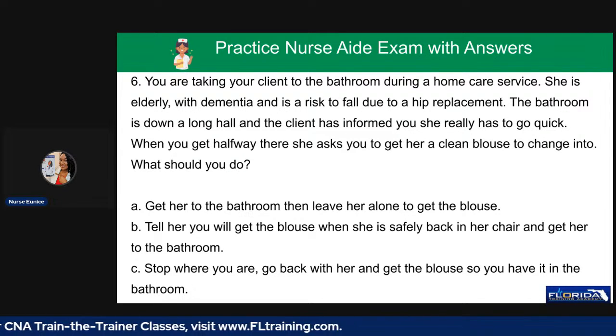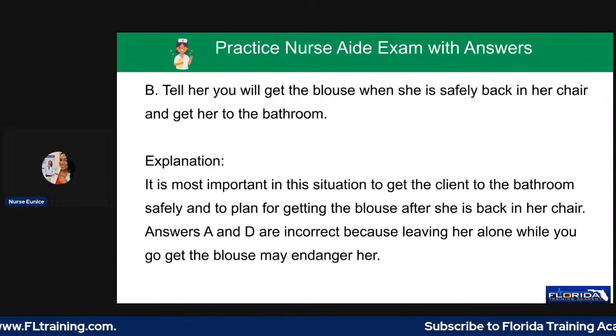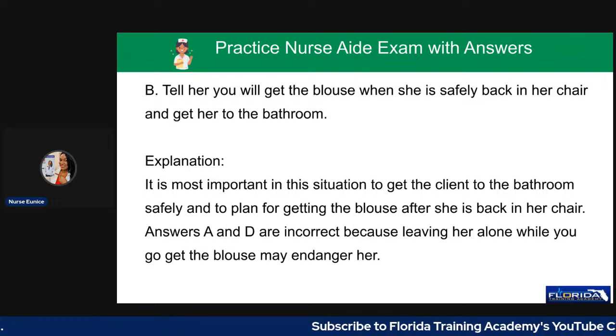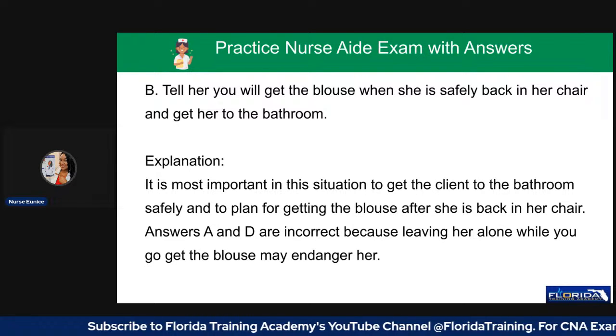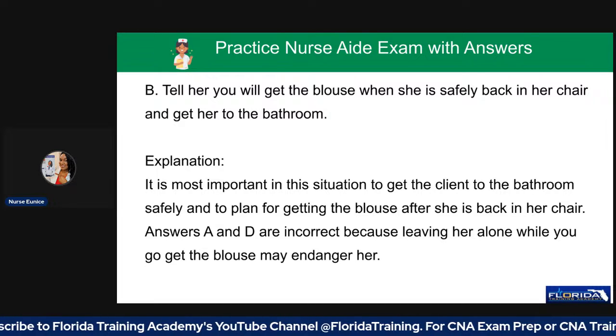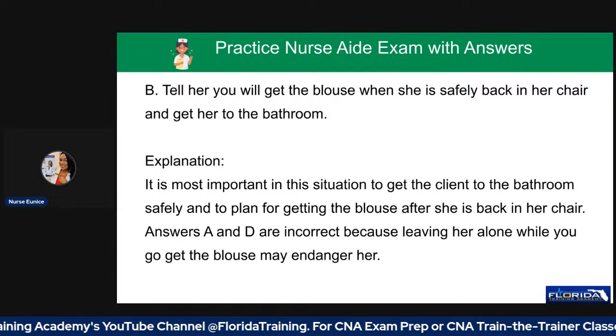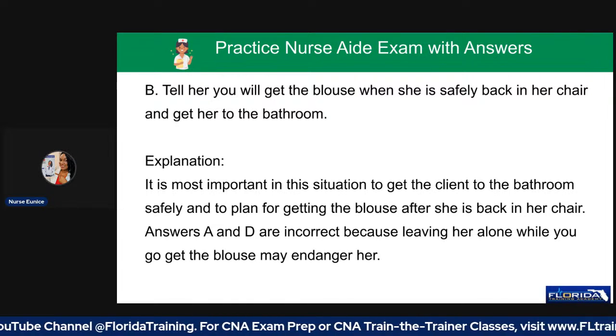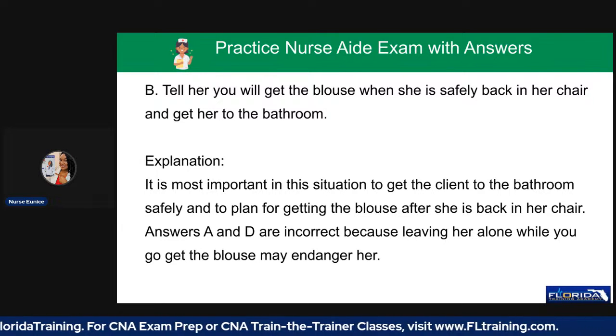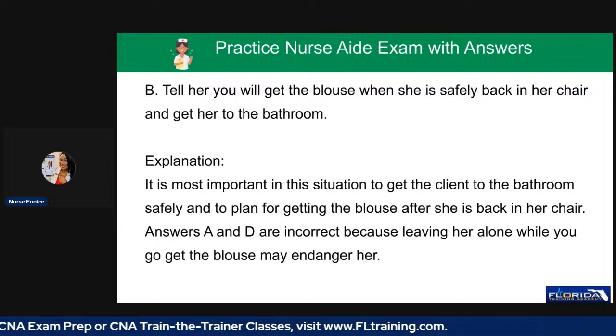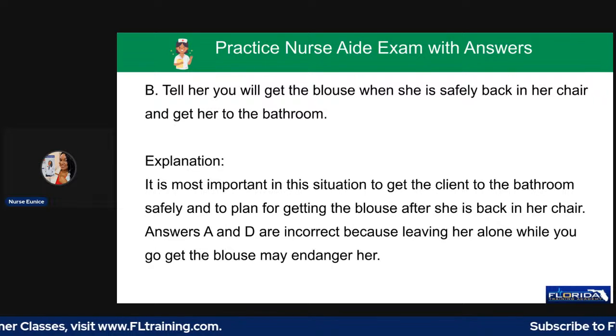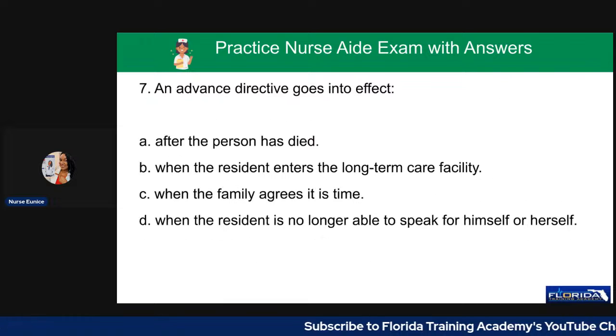So the safest option for this person who has to go to the bathroom really quickly is going to be B. You're going to tell her that you will get the blouse when she is safely back in her chair. And because she had to go to the bathroom, get her there quickly. And then after this one, probably get her a bedside commode or something because we don't want somebody with dementia and who probably has a weak bladder walking all the way down the hall. Okay. So help her out, be proactive, and let the nurse know that she could benefit from a bedside commode.